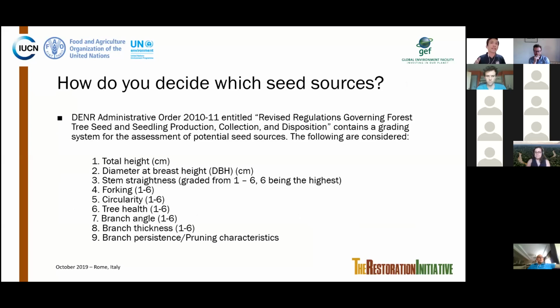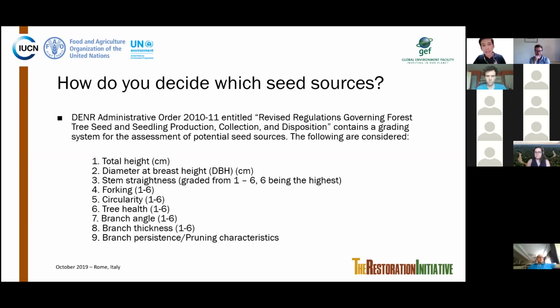And so how do we decide which seed sources? We have a government policy on how to determine seed production areas and also seedling production areas and how to collect them. So we have a number of indicators and criteria that you see here on your screen: height, diameter at breast height. These are the things that we consider in choosing mother trees or plus trees. So these are the seed sources.